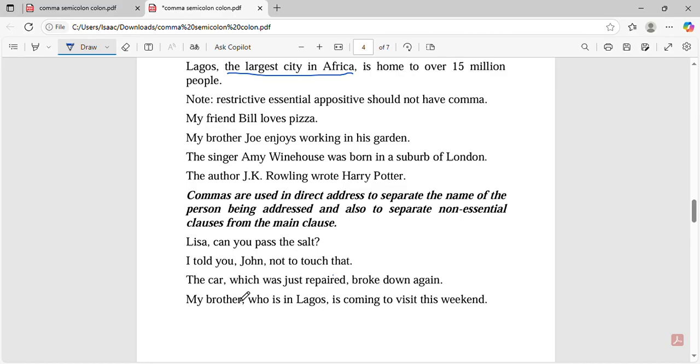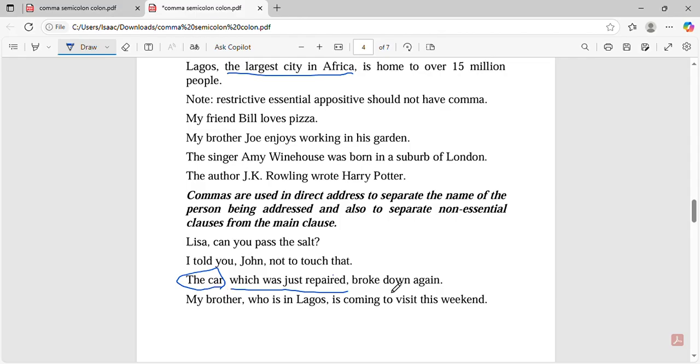You can also use a comma to separate non-essential relative clauses. A relative clause, just like a participial phrase, functions as an adjective or a modifier. And if the relative clause is not essential, then you can use a comma to separate it from the noun. And since you have the relative clause almost always coming in the middle between your noun and the verb of your clause, you always have to use two commas. For example, the car, which was just repaired, broke down again. So, which was just repaired is a relative clause giving us more information about the car.